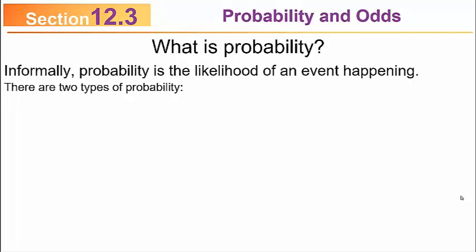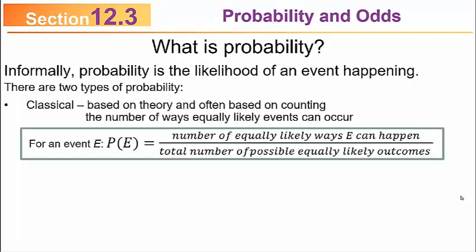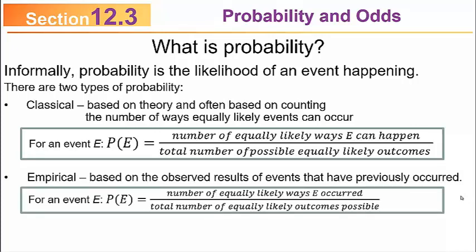We're going to talk about 2 different types of probability. The first is called classical. That's based on theory, and we're generally going to count the number of ways an equally likely event can occur and divide by the number of elements in the sample space, basically, which is what we did for the previous problem. That's classical. The other type is empirical, and we'll get to some of those later, but that's based on observed results. It's not necessarily theoretical. You observed what's happened in the past and base your probabilities on that.